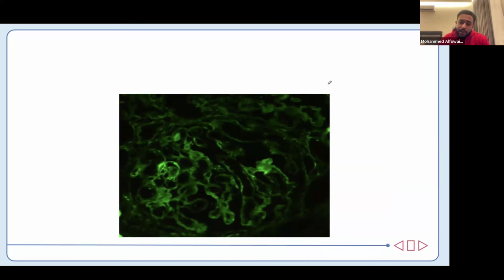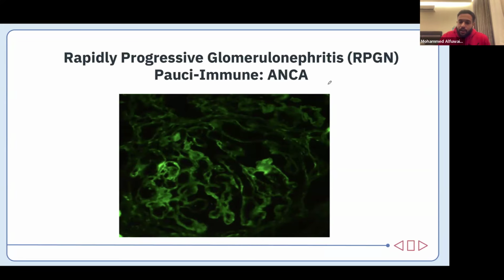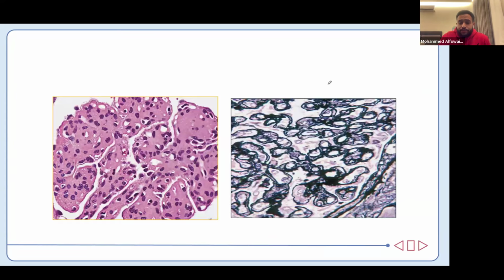Pauci-immune, and it's mediated by ANCA-positive vasculitis. What are the three ANCA-positive vasculitis? We did this in CVP and in MSI. Wegener's, microscopic, and eosinophilic one, which is Churg-Strauss. Good. These three can affect the kidneys and cause immune RPGN. Okay. This is basically the rapidly progressive glomerulonephritis, basically.